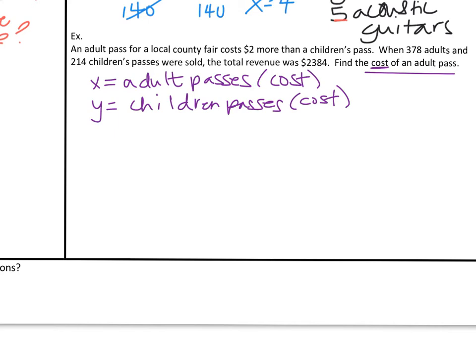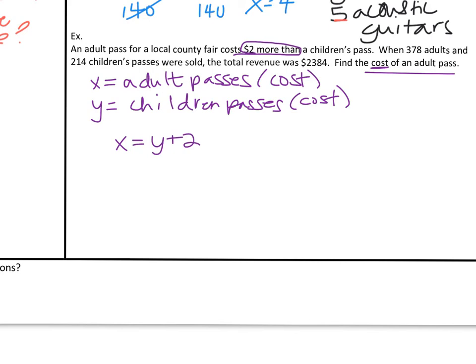Now it says in the beginning, adult passes cost $2 more than children's passes. That means we're going to add $2 to every children's pass to get the value of an adult pass. That means X equals Y plus 2. So for every children's pass, add $2. That's the cost of an adult pass.